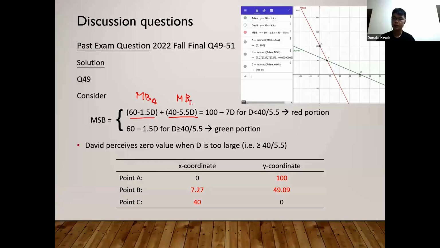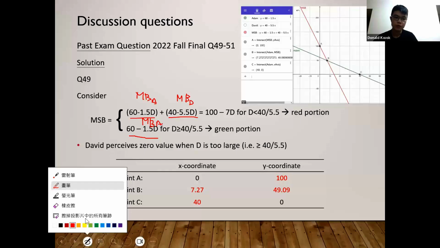While if the diameter is large enough, greater than 40 divided by 5.5, then David is no longer perceiving the fountain with a positive value. Only Adam does. So this is why we only put the individual benefit expression for Adam when the diameter is greater than 40 divided by 5.5.